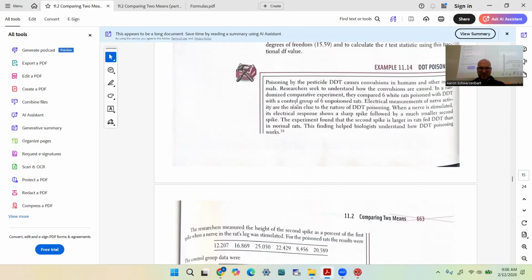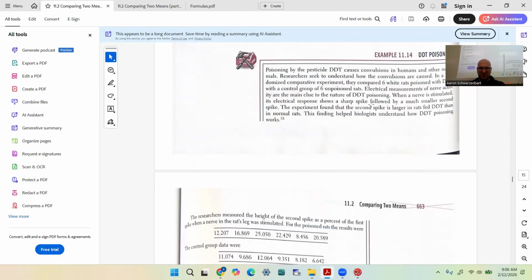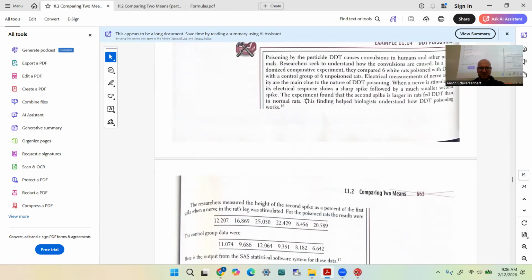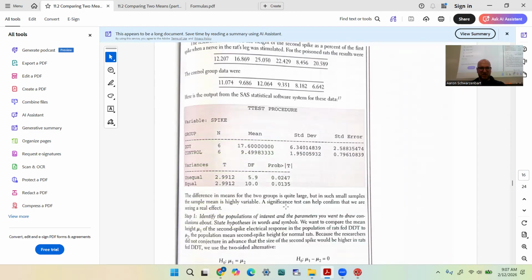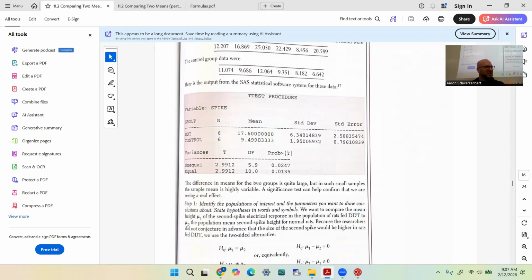Electrical measurements of nerve activity are the main clue to the nature of DDT poisoning. When a nerve is stimulated, the electrical response was a sharp spike followed by a much smaller second spike. The experiment found the second spike is larger in rats fed DDT than normal rats. So this is the volume of the second spike in the experiment group and control group. Now, instead of us plugging the numbers into our calculator, they gave us the output.